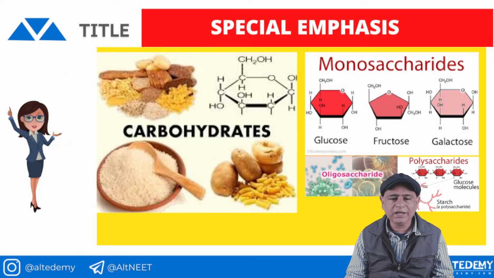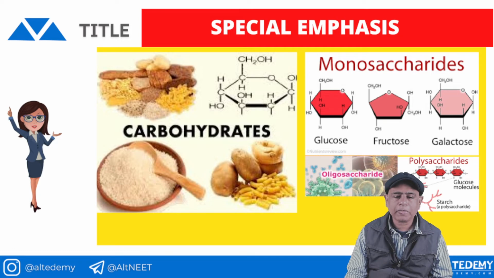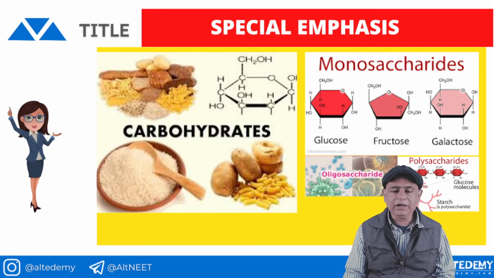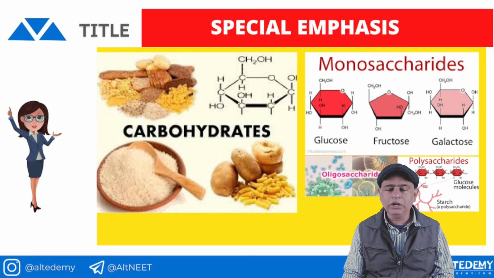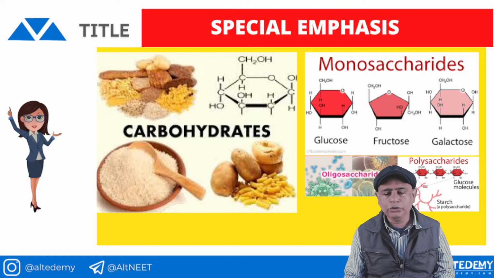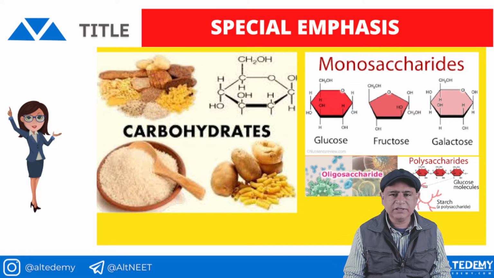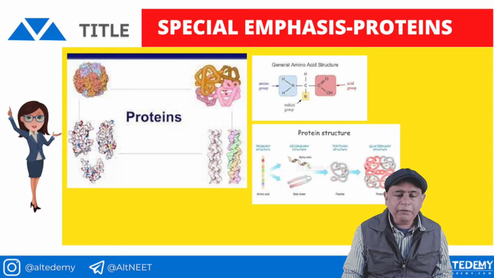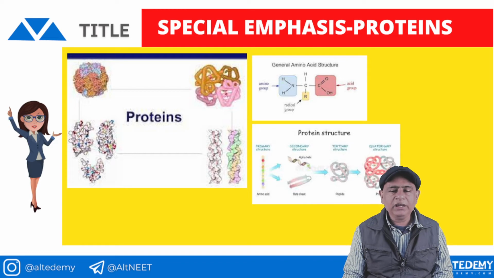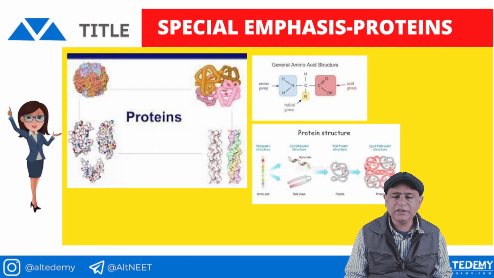What are we basically emphasizing upon? First, we will be dealing with carbohydrate. Among carbohydrate, we talk about monosaccharides, oligosaccharides, and polysaccharides. We will elaborate on mono, oligo, and polysaccharides in phases. Apart from carbohydrate, where we talk about all those structures and functioning of monosaccharides, oligosaccharides, and polysaccharides, we are also giving special emphasis to proteins.